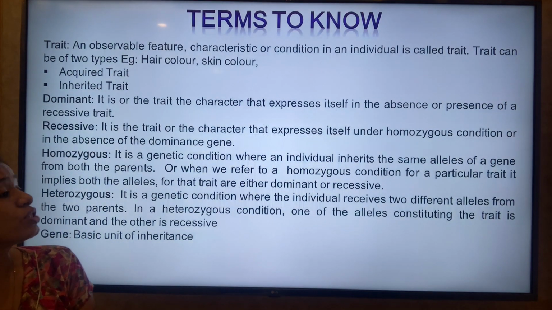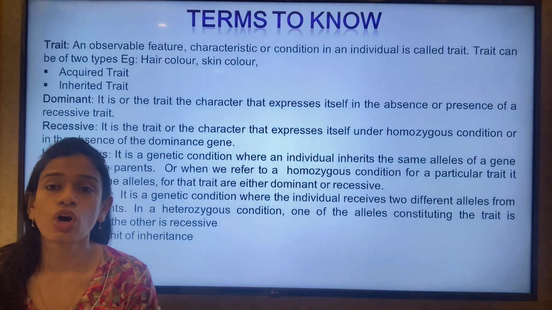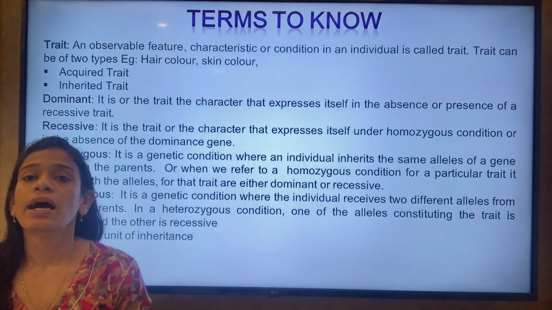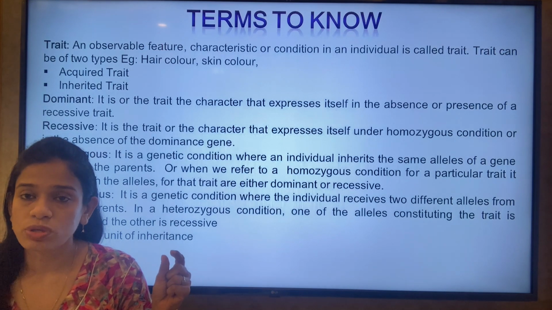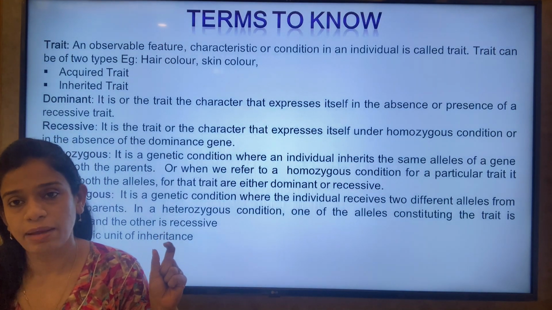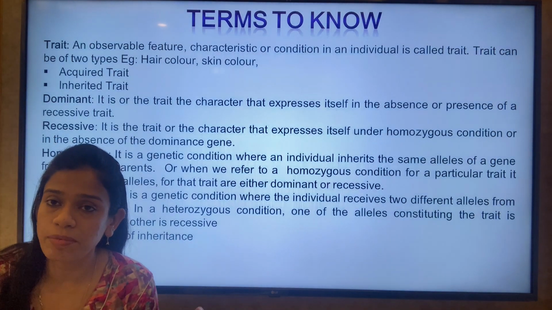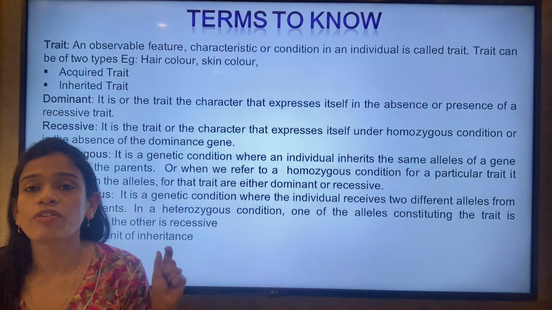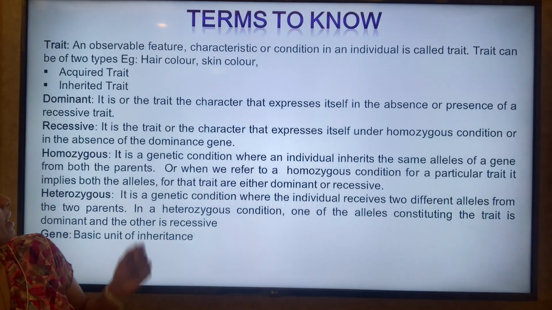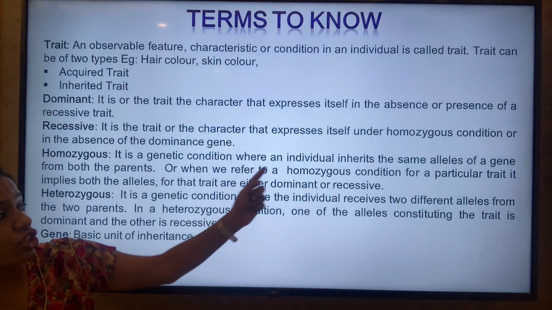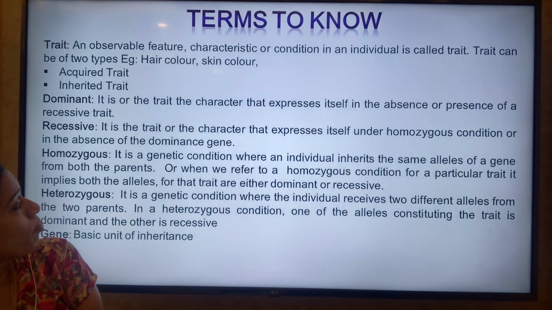Then comes homozygous. We were just talking about homozygous or heterozygous condition. Homozygous means that the same allele is present at the same loci. If it is dominant, both dominant alleles are present. If it is recessive, both recessive alleles are present at the same particular loci. That is, homozygous is a genetic condition where an individual inherits the same alleles of a gene from both the parents.